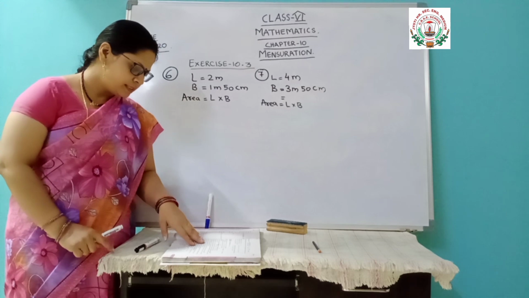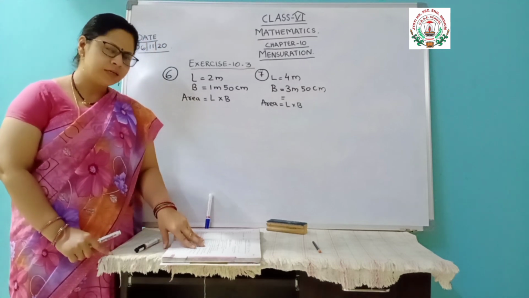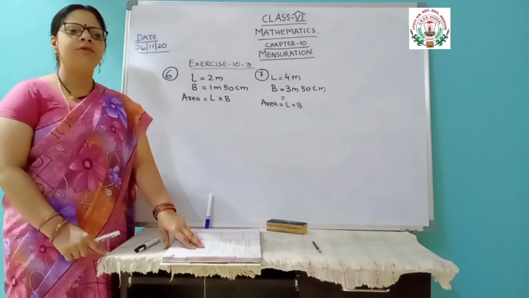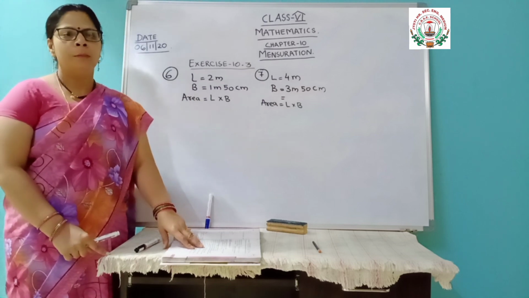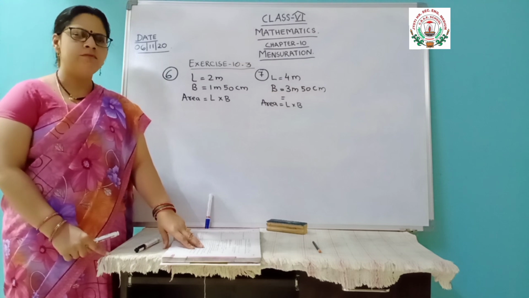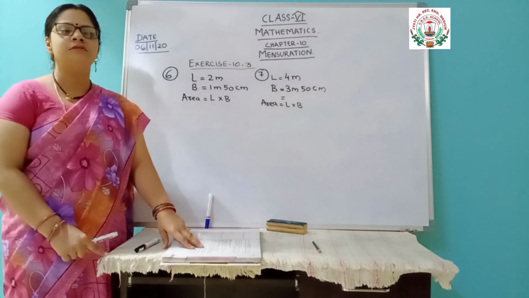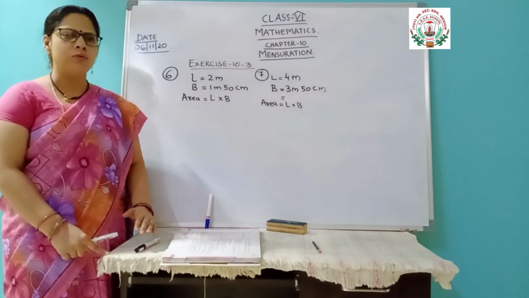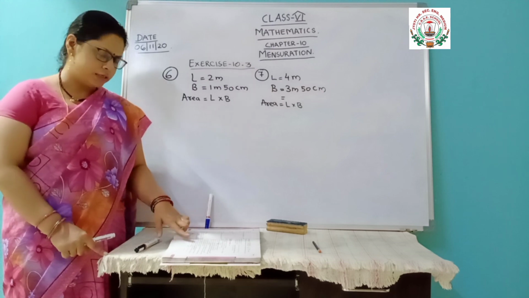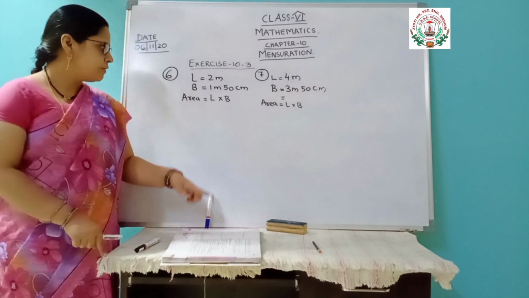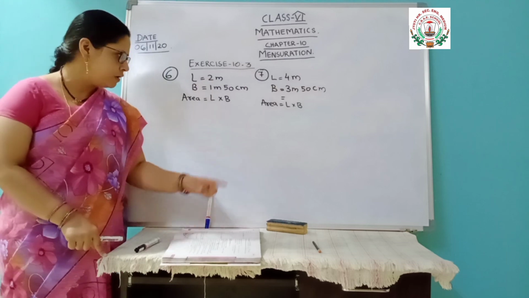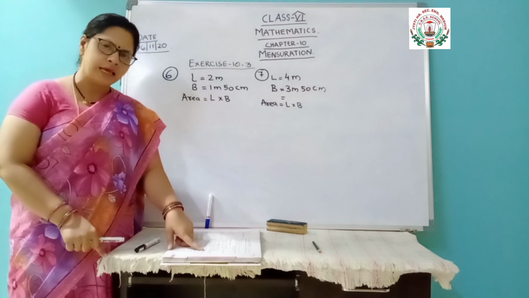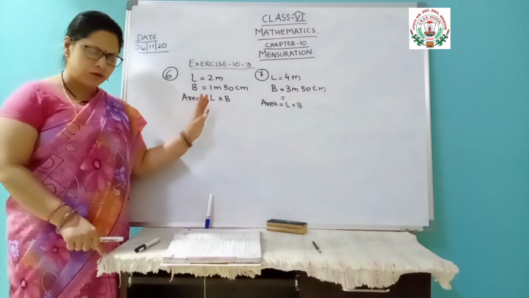Coming to question number 6. A tabletop measures 2 meter by 1 meter 50 centimeter. In the previous class of perimeter also I have explained, when you see this by, it doesn't mean divided by. It means the first value is for length and the second value is for breadth. That you have to understand. Then the first value is given for length and the second value is given for breadth, as I have written here. And it is directly asked what is its area. So definitely area formula you have to use.